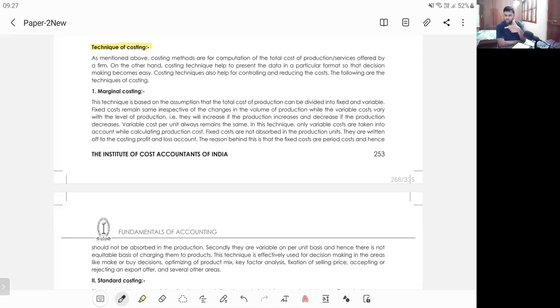If I produce, what is going to be my cost, what is going to be my profit? I have not produced the product yet. I'm just analyzing whether I should produce this additional product or not. If I produce this additional product, what is going to be my cost, what is going to be my profit? So if I take decisions based upon this marginal production, it is called the marginal costing technique.